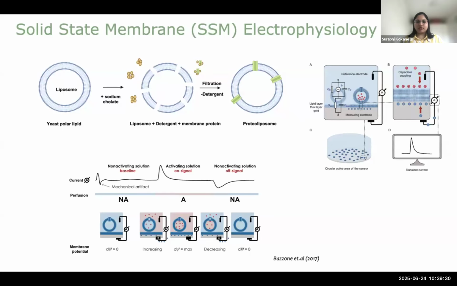Then we add the substrate, which is sodium, and then again a non-activating solution to have an off signal. In our case, for these exchangers, we say that it's not calculating the actual Km, but the Kd, the binding affinity, because even the binding of the substrate can drive a conformational change in the protein, and this change can also give a change in the membrane potential, which can be measured. So this gives a transient current, but not the actual transport.